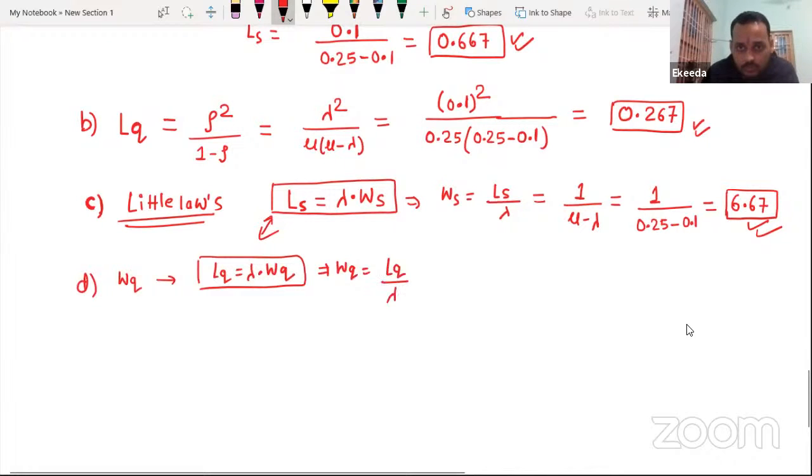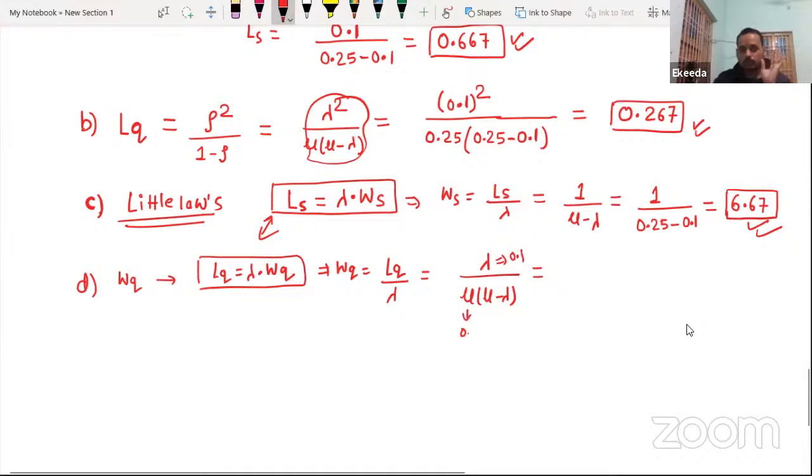So for Lq we know the formula here. It is going to be lambda upon mu into mu minus lambda. So you can just put the value: lambda is 0.1 and mu is 0.25. So you can just calculate, and you will get Wq as 2.67.